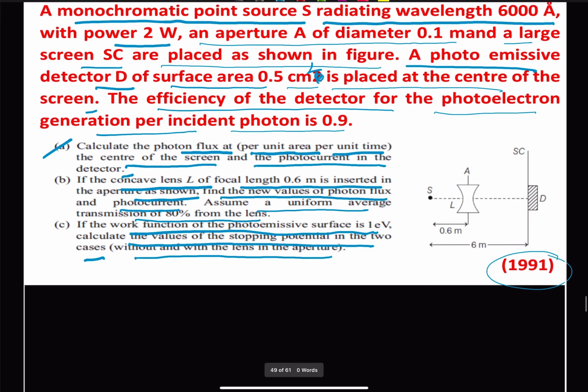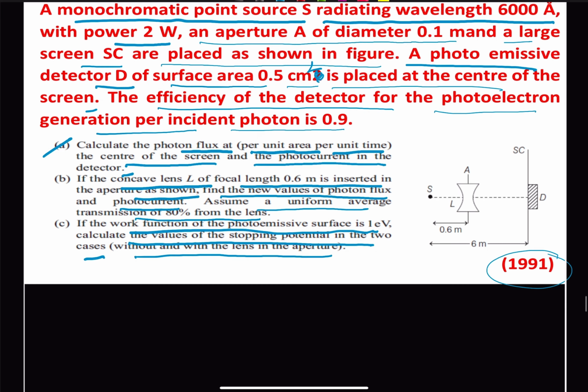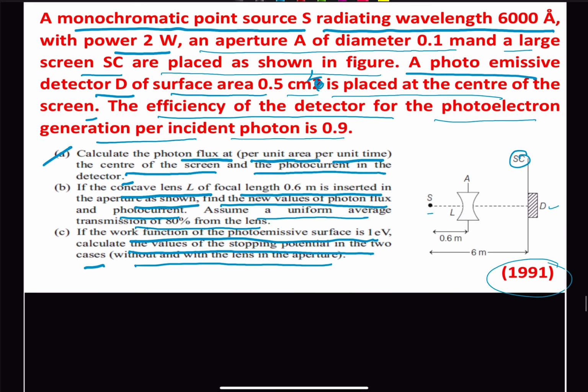So the basic figure is given to us. We are given a screen which is called SC, and here we have detector D, a source S, and then in between we have a lens. The lens is inserted for part B, and then it is going to change. So for part A, we are going to find out the photon flux at the center of the screen and the photocurrent in the detector.